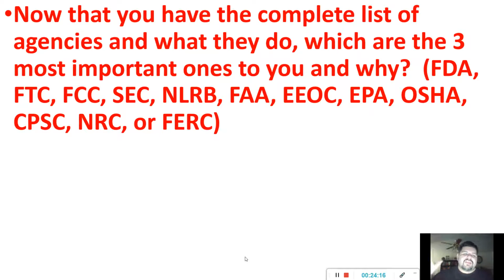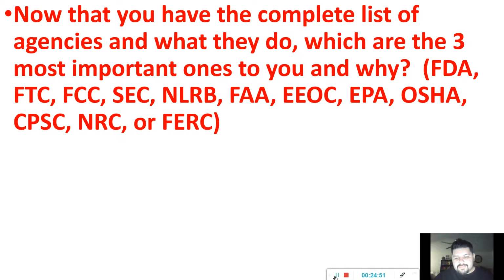So now you have the complete list, all 12 agencies. So what you're going to do now is basically pick the top 3 that you feel are most important. Your first 2 might not have changed, but now you have a third option. So which one would you add? Maybe you did change some of them. Some other ones popped up. So let me know, okay? Which 3 do you feel are the most important and why? Okay. So pause the video, but we're moving on in 3, 2, 1.